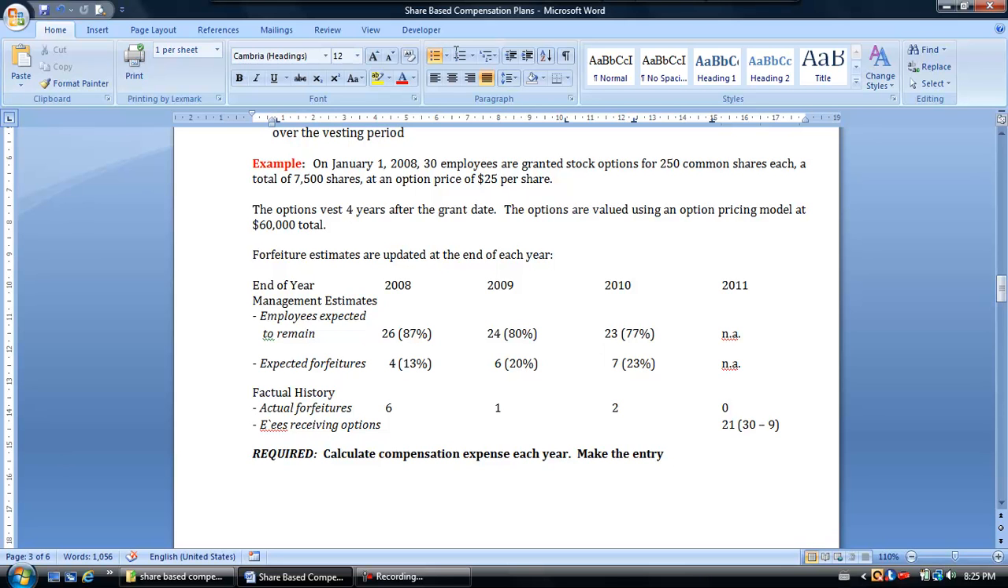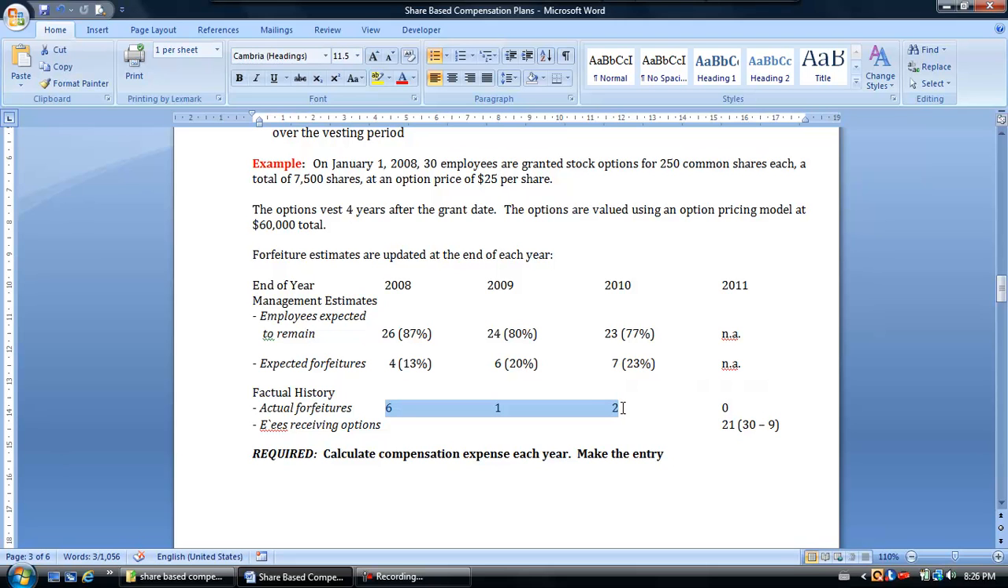And we do have data on this here. So in other words, we're not estimating anything; there are no estimates by the time we get to 2011 because we know how many actually were there. 21 employees are still there of the 30. So those 21 people will be entitled to receive options at the end of 2011, because 9 people here have forfeited.